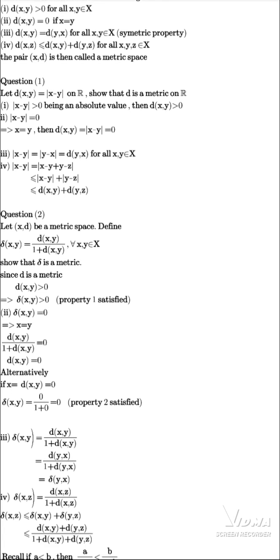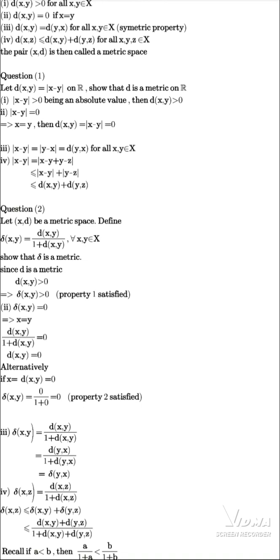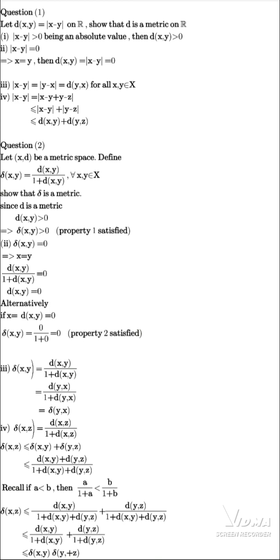So we have a question. We have that the distance d(x, y) equals the absolute value of x minus y on ℝ. So we have to show that d is a metric on ℝ. So we are following the different axioms that we have. Since the absolute value of x minus y is greater than or equal to 0, definitely their distance must be greater than or equal to 0. The second condition, since the absolute value of x minus y equals 0, this implies that x equals y, and for this reason d(y, y) must also be 0.